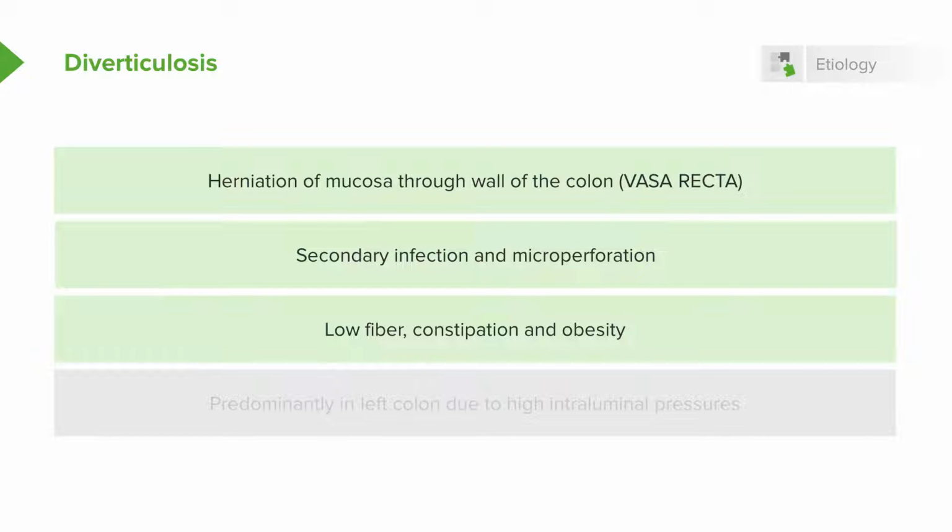It's typically associated with low fiber, constipation, and obesity. There appears to be a statistical left colon predominance, which we think is largely due to high intraluminal pressures as a result of solid stools heading to the left side of the colon.